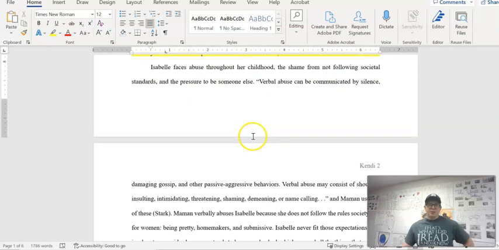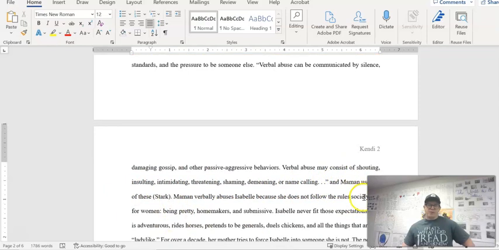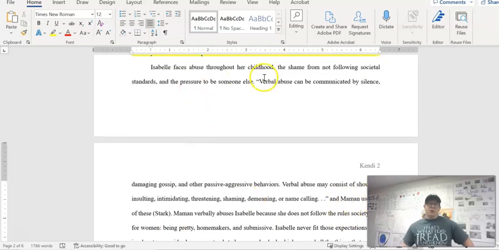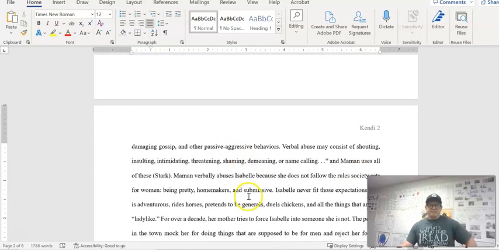Okay. We have the quote, verbal abuse. You can begin a sentence with a quote as long as it's integrated. Verbal abuse can be communicated by silence, damaging gossip, and other passive aggressive behaviors. Verbal abuse may consist of shouting, insulting, intimidating, threatening, shaming, demeaning, and name calling. And Mammon uses all of these. Okay. I would introduce this quote a little bit better.